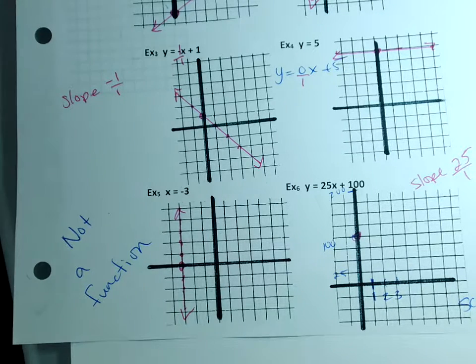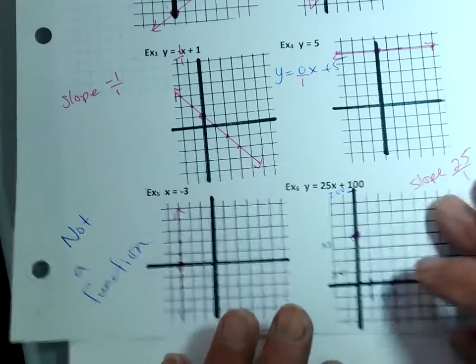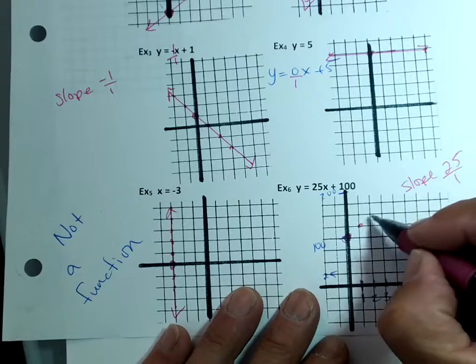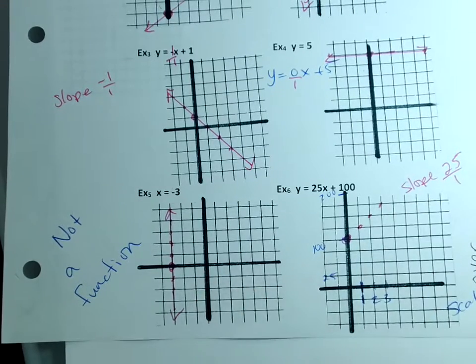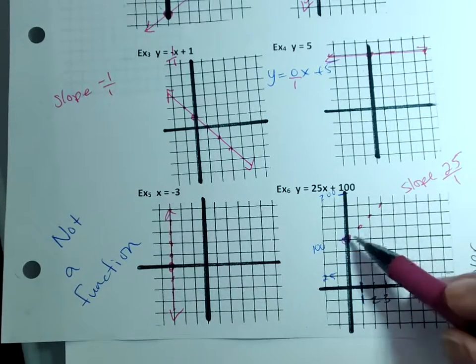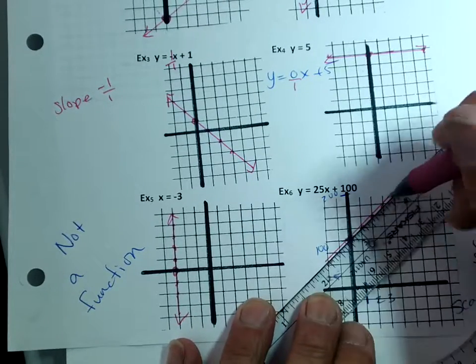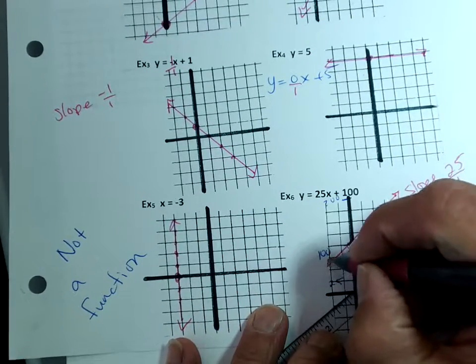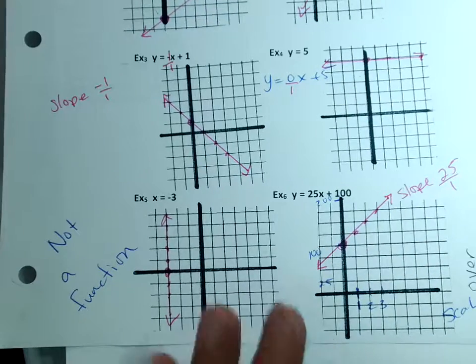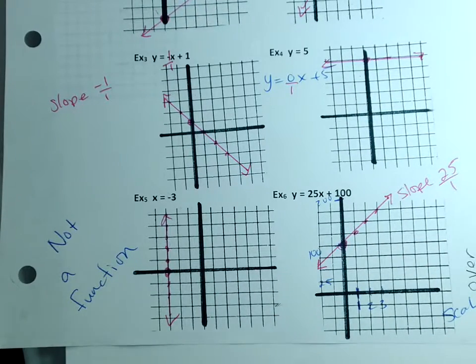Is this easy so far? Is this a nice little review for everybody? Nobody's confused yet? Okay. So up 25 over 1, because it looks like the slope here is up 1 over 1, but it's not. It's up 25 over 1. Good. Thumbs up so far? Okay, ready to turn the page.